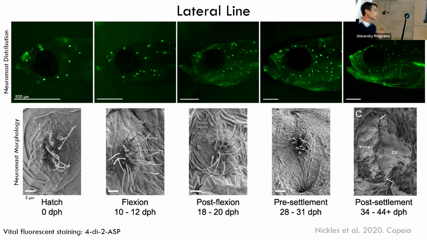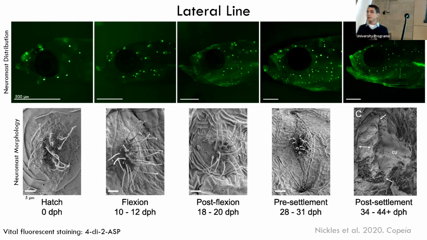And so the main takeaways here are that throughout development, at hatching, they have just a few of these neuromasts on the head. And you can see that as we progress through development, those neuromasts are proliferating, and then they begin to organize into well-defined lines on the head and actually also on the trunk of the body.